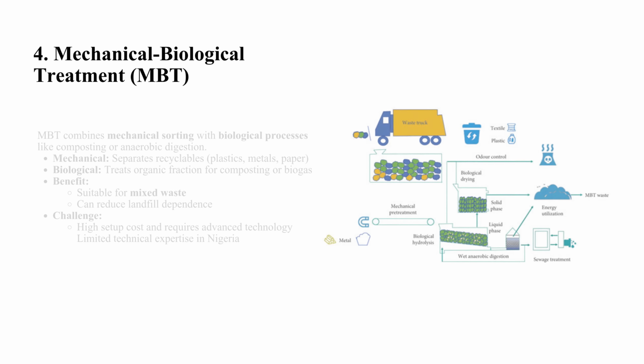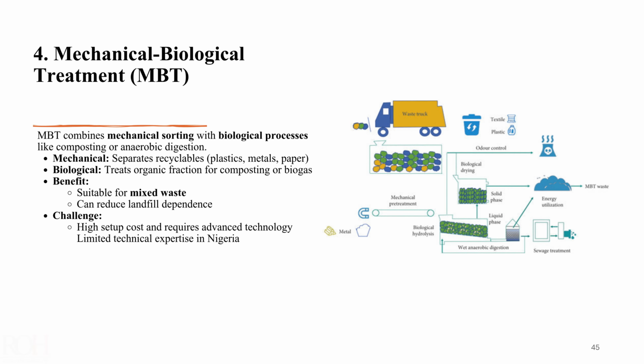4. Mechanical biological treatment, MBT. MBT combines mechanical sorting with biological processes like composting or anaerobic digestion. Mechanical: separates recyclables, plastics, metals, paper. Biological: treats organic fraction for composting or biogas. Benefit: suitable for mixed waste; can reduce landfill dependence. Challenge: high setup cost and requires advanced technology. Limited technical expertise in Nigeria.